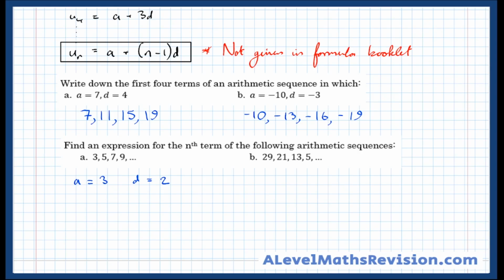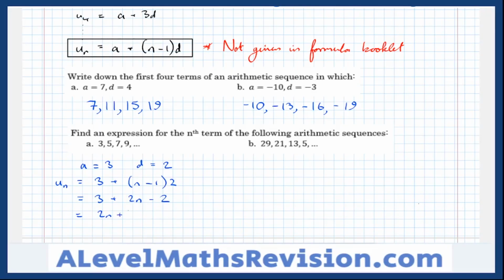Therefore, subbing it into the standard formula that we just learnt, we get the nth term, which we denote by u subscript n, is equal to a plus n minus 1 d. Expanding that bracket out, we get a plus n minus 1 times 2, which is 2n minus 2. Combining terms, we then get 2n plus 1. And then we have the nth term of this sequence using the given formula here.